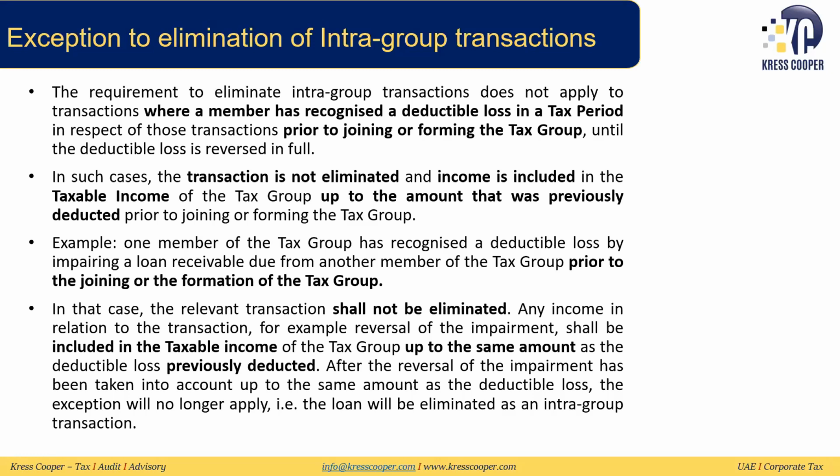So let's take an example. One member of the tax group has recognized a deductible loss by impairing a loan receivable due from another member of the tax group prior to joining or formation of the tax group. In this case, the relevant transaction will not be eliminated. Any income in relation to this transaction, for example, reversal of impairment, will be included in the taxable income up to the same amount as was previously deducted. After the reversal of the impairment has been taken into account, then only this exception will no longer apply and the loan will be eliminated for the intergroup transaction. So this is one exception to elimination of the intergroup transaction.